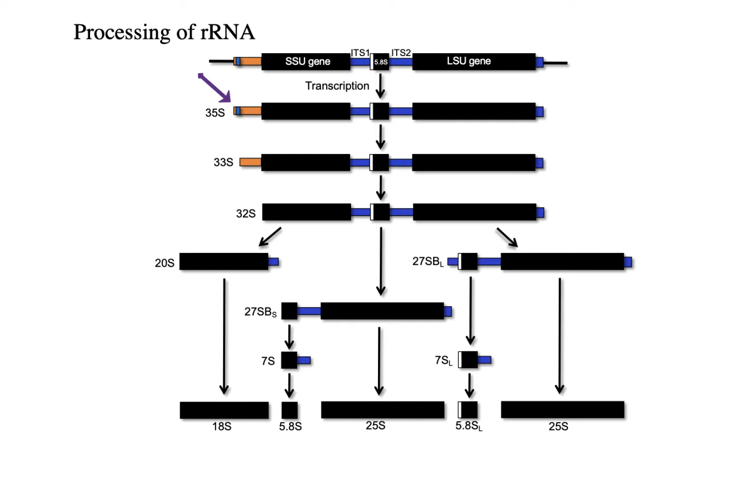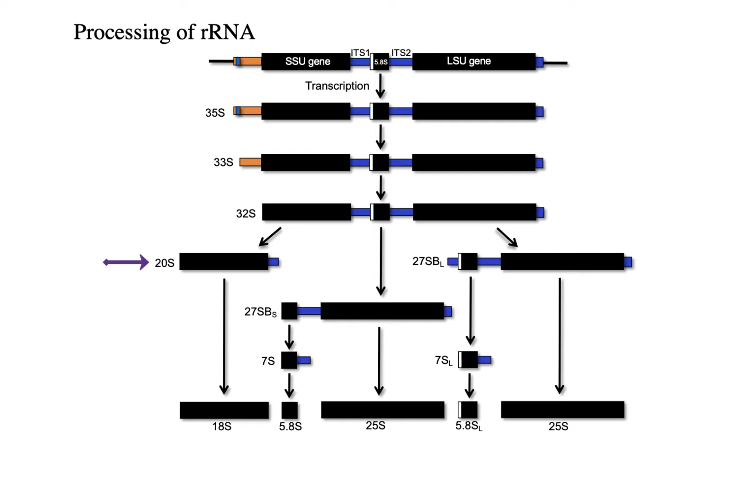So the first thing that happens is that promoter region is cut off by the RNA, and then a further piece is cut off from there, and then there's a cut within ITS1, so now you have a 20S on this side, and a couple of different possibilities for this one, either a 27SB small piece or a 27SB long piece, varying by a little bit of extra RNA kept on the 5' side of the 5.8S gene. Then there's further processing from there.